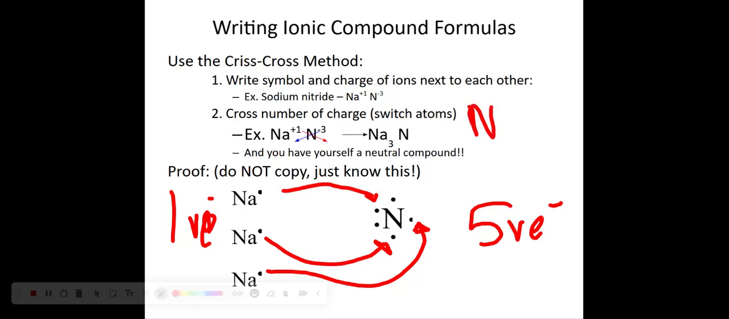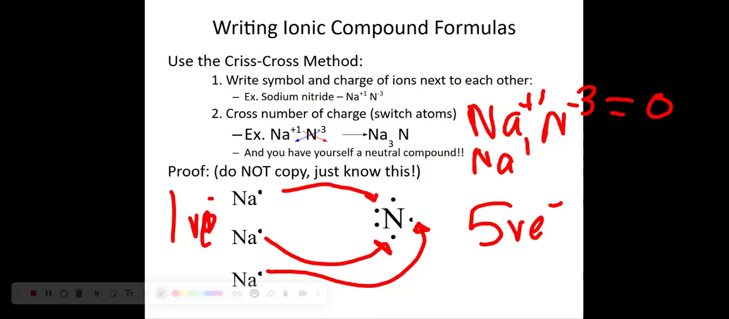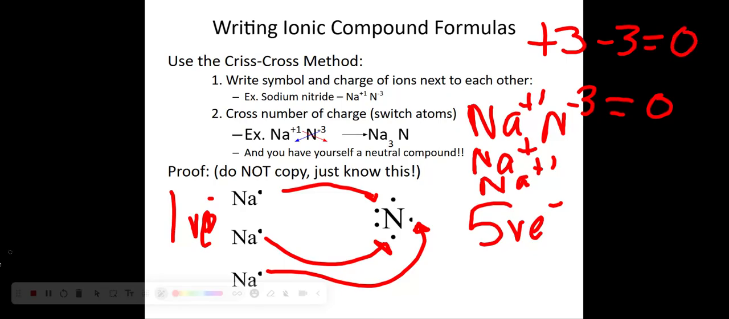If you have Na plus 1 and N minus 3, you're going to need to balance those charges out. You want to know how many are going to balance out to make 0. You don't want any charge, you want this to be neutral. So you actually need 2 more sodium atoms to balance it out. That way you'd have a plus 3 and a minus 3 charge to make 0. I hope that kind of makes sense, but we're going to go through this in the next slide.